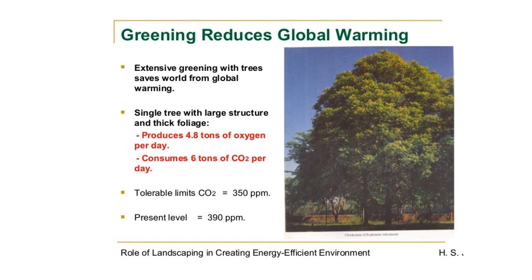And we know global warming is on the high nowadays, and a single tree with large structure and thick foliage can produce 4.8 ton of oxygen per day, and it consumes 6 ton of CO2 per day. So we should plant trees everywhere, any place we find. Help the earth by way of landscape, and we should have these types of ideas for trees and surroundings, so we can serve our purpose to our place. Thank you.